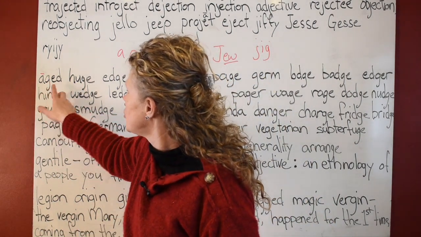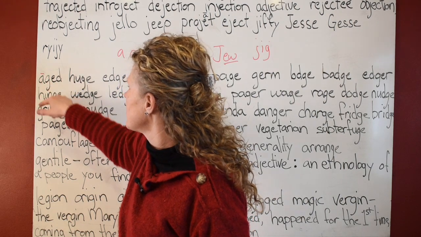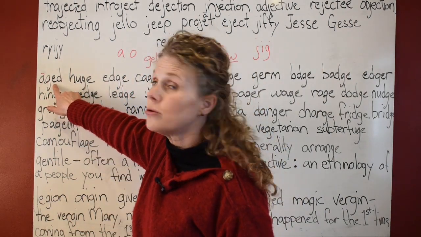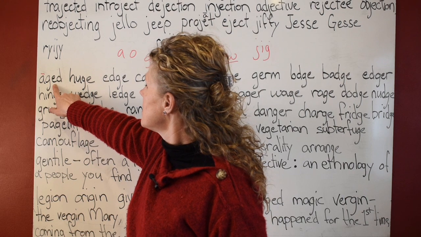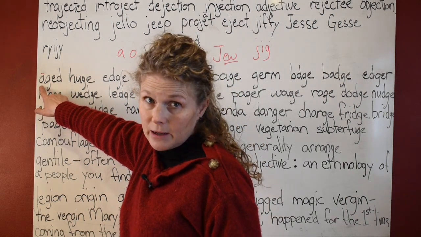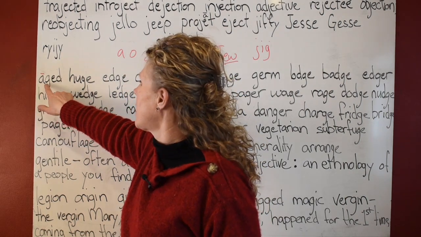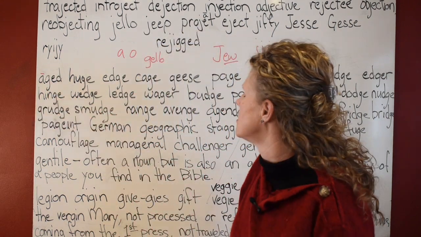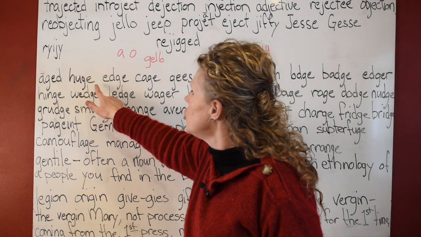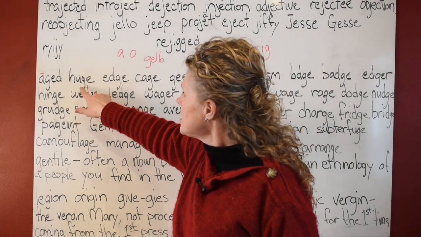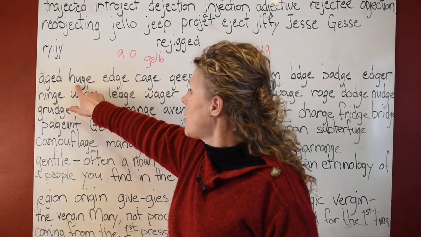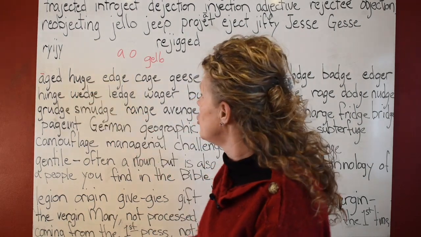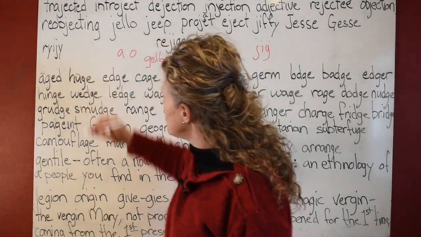Aged. Because there's only one letter in the middle, this E is doing two jobs. It is making that A say its long sound, and it's forcing that G to say the J sound. Same thing here, huge. It's making this G say J, and it's causing this U to say the long U sound. There's only one letter between them.